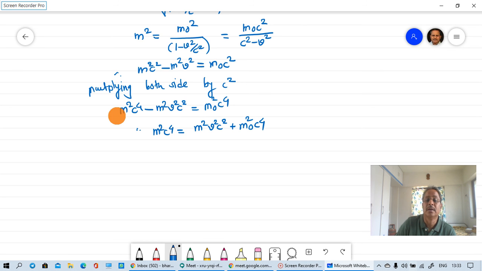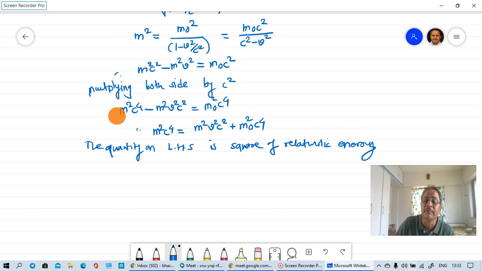And remember this, the quantity on the left hand side is actually the square of the relativistic energy. If you remember, we have already written that E is equal to m c square. So therefore E square will be m square c raised to 4.